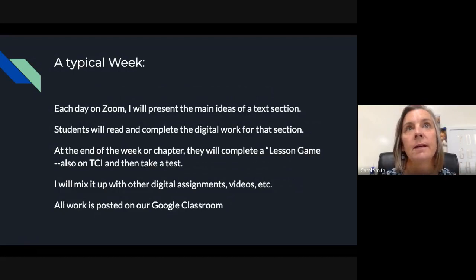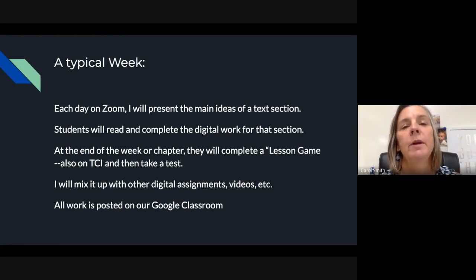A typical week in CP US history is each day on Zoom, I'm going to present a main idea of a lesson, and I'm going to give them ideas to think about as they work through that lesson. I'm going to pull out nuances that they might not find when they're reading the material, and hopefully help tie things together, maybe explain things that are a little more complex. And then they'll be loose to do the reading and the sections that I've assigned for that day. Typically, it'll be a couple of sections at a time.